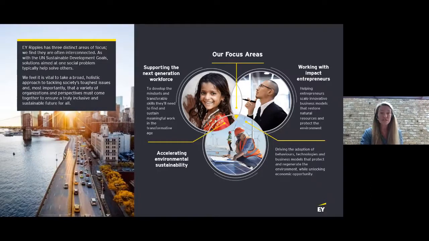EY Ripples has 3 distinct focus areas where we believe our global knowledge, skills, and experience can make the biggest difference. The first is supporting the next generation workforce. The second is accelerating environmental sustainability. And the third is working with impact entrepreneurs, helping to scale small and growing businesses that are driving progress towards the United Nations Sustainable Development Goals.